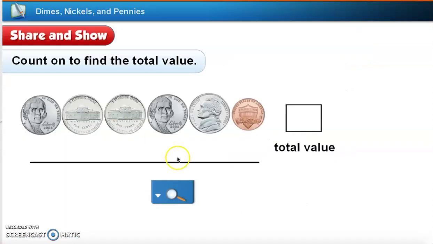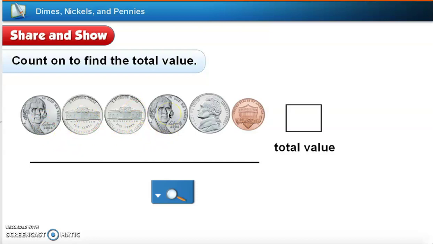All right, so now it's going to have us do some examples on our own. There's a lot of examples here. I'm not going to go through all of them, but I'm going to go through a few of them so that you can kind of understand how to count them more. Okay, so again, we're starting up over here, and we have some nickels. So we have 5 cents, 10, 15, 20.